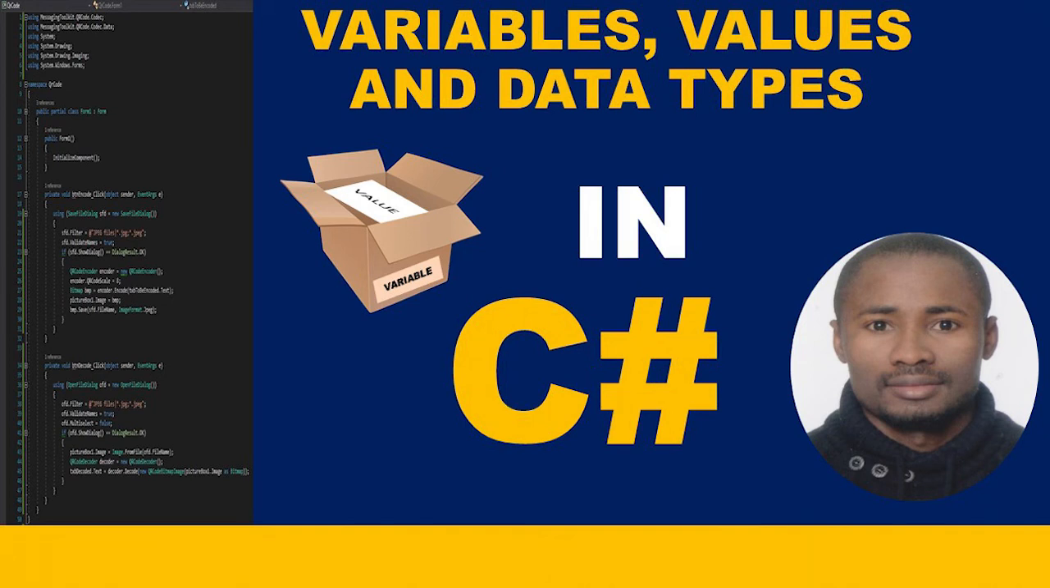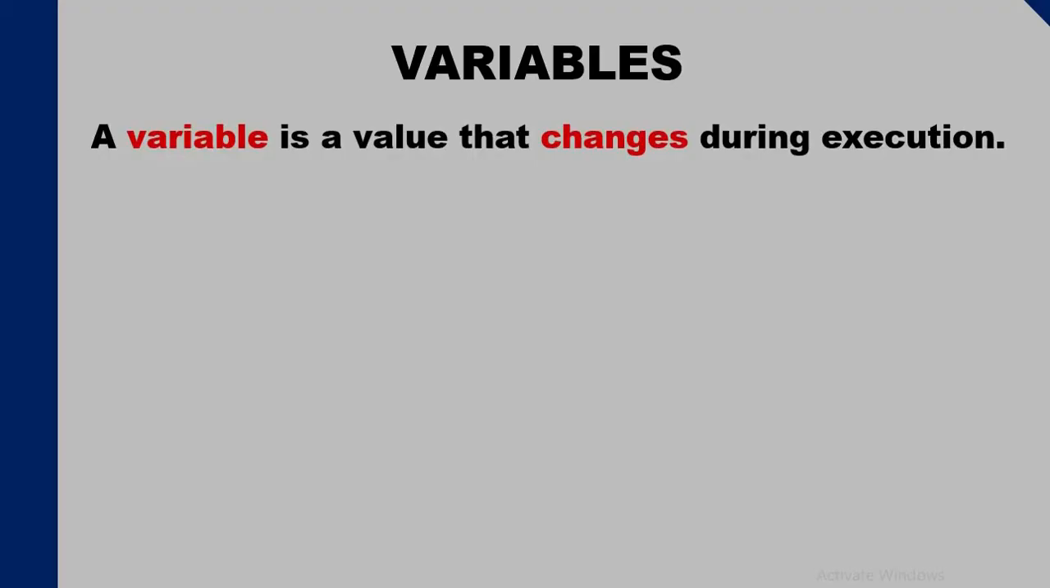My name is Isoboye Vincent, and today I'm going to talk about variables, values, and data types in the C# programming language. This video is for absolute beginners in C# programming. A variable is a value that changes during execution. During execution, I mean when the program is running.